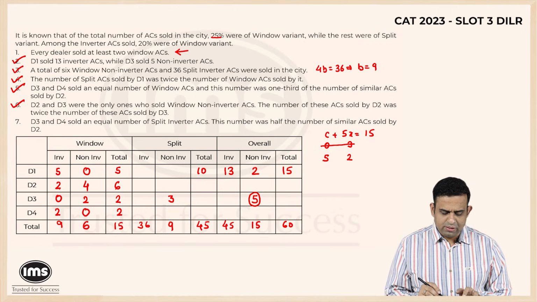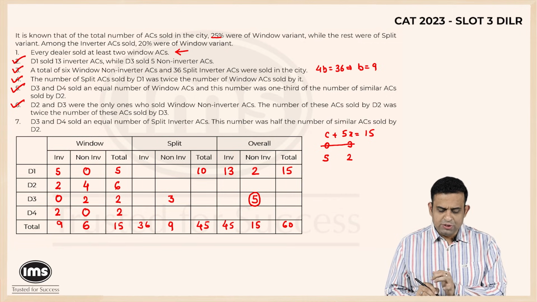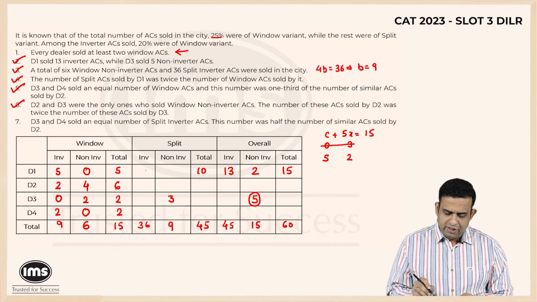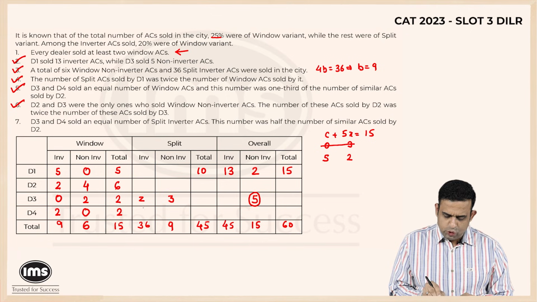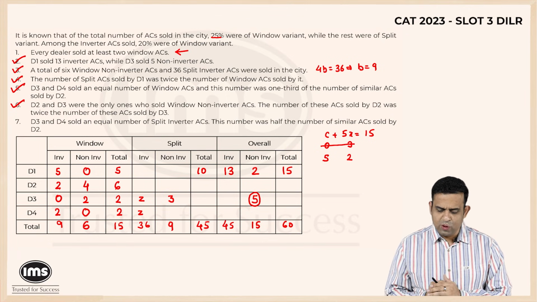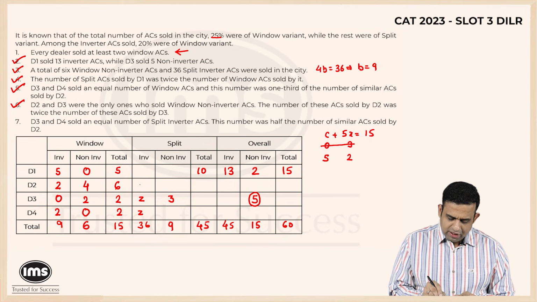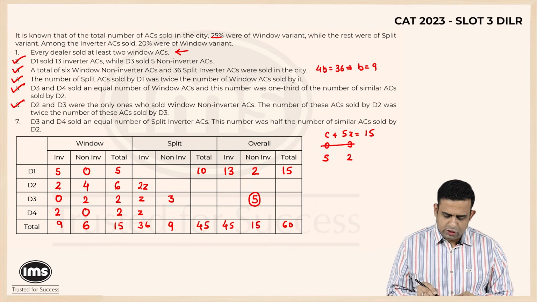Then if I look at point number 7, it says D3 and D4 sold an equal number of split inverter AC. So split inverter AC were equal for D3 and D4. Suppose I assume it to be Z and Z. And this number was half the number of similar AC sold by D2, which would mean that this particular part I can take very much as 2Z.